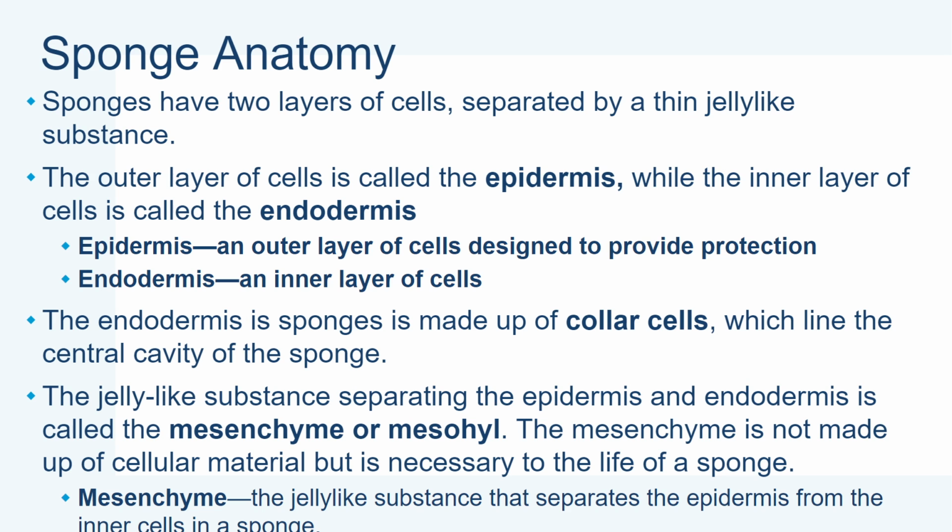The endodermis in sponges is actually made up of collar cells, and these collar cells line the central cavity of the sponge. This central cavity is going to essentially act like both the stomach and also the excretion area. A jelly-like substance exists called mesenchyme or mesohyl between the epidermis and the endodermis, and it's not really cellular material, but it is necessary to the life of the sponge. We see this jelly-like substance be vital in the transport of nutrient material.